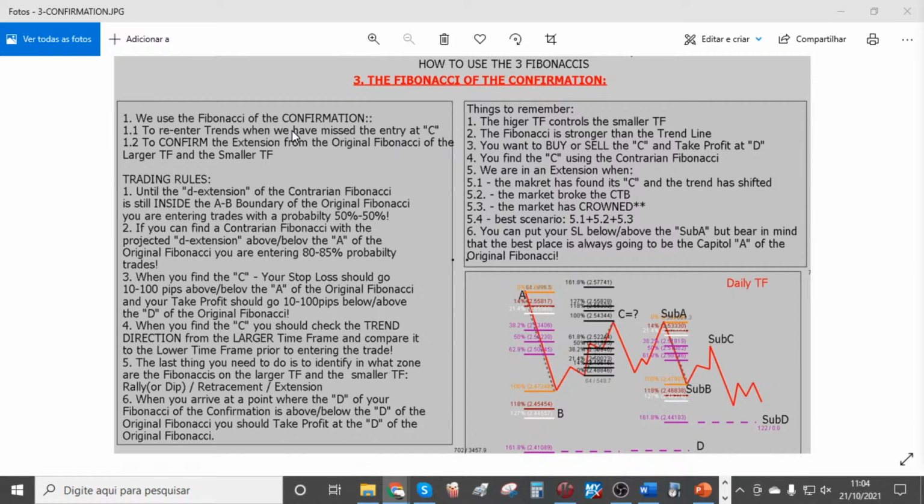See Lucas, this is good news for you. Starting from today, you can enter the original Fibonacci with the Fibonacci of the confirmation, because we are using the Fibonacci of the confirmation to re-enter trends when we have missed the entry at the C.